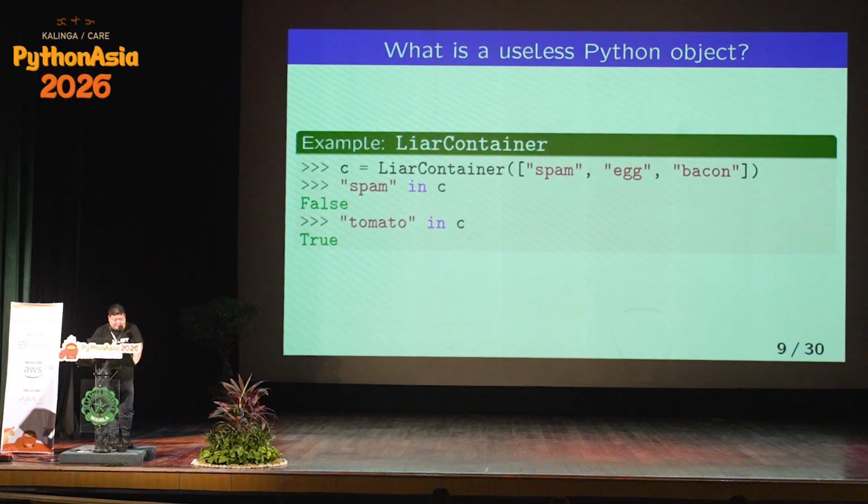Okay, let me show you some examples of useless objects. First is a liar container. You create it with a list: spam, egg, bacon. Then you ask, is spam in the container? Spam in c: the container says False. Is tomato in the container? It says True. Tomato in c equals True. It's always wrong. That's why it's called a liar container.